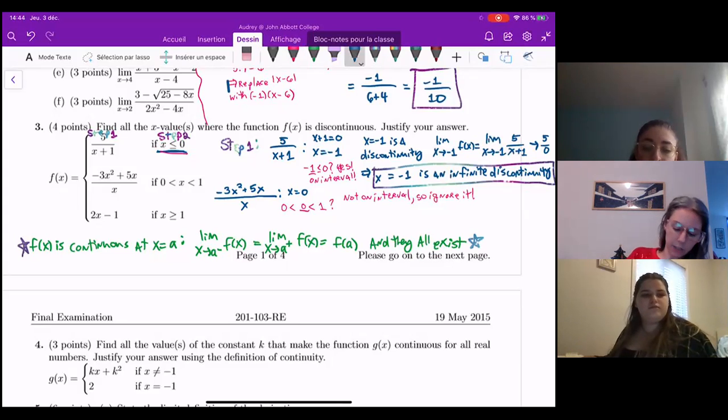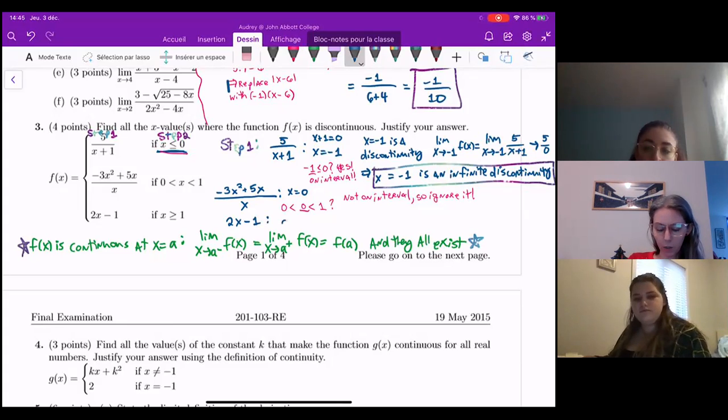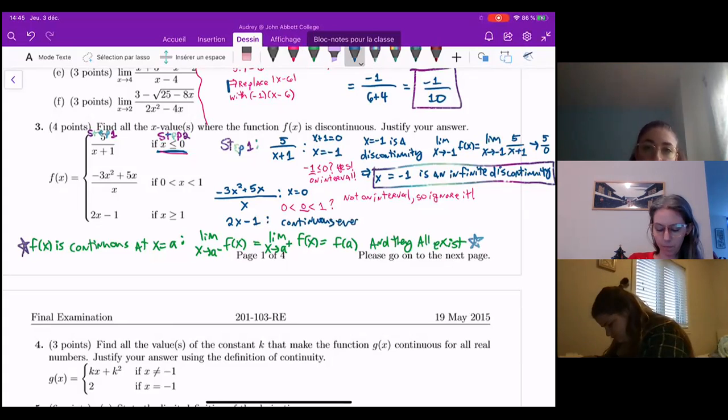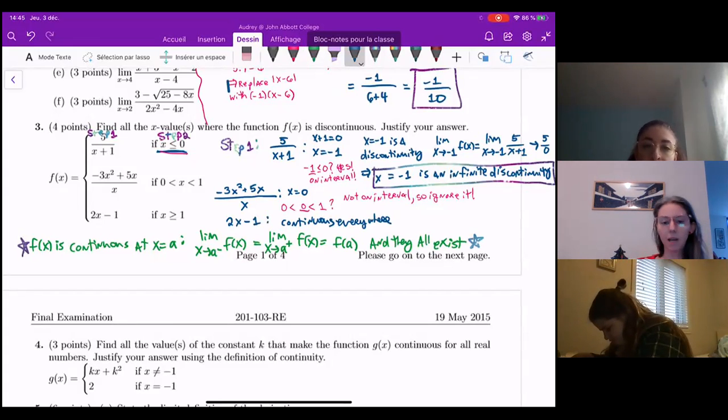And the next thing is 2x minus 1. Is there any division by 0 here? You got it. There's no division by 0, so I can conclude that this is continuous everywhere. And I don't have any points to worry about there. So from my step 1, I only got that one discontinuity at -1. Am I done with this problem?